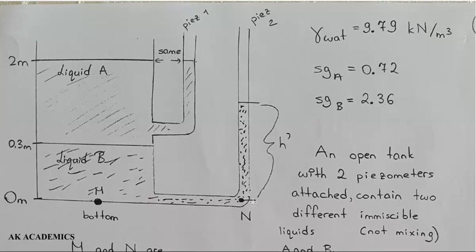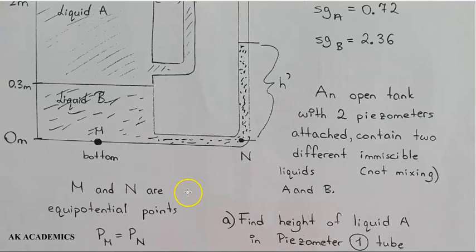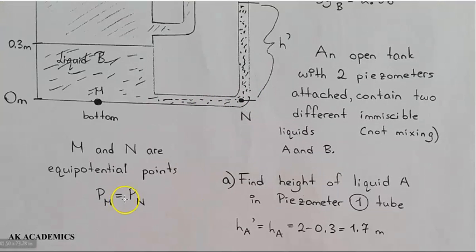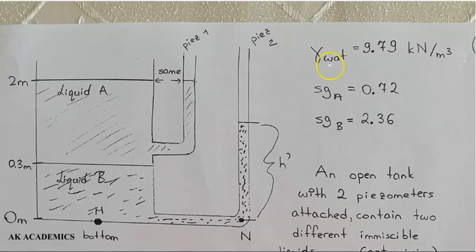The potentials, pressure at those 2 points are going to be the same. So that's exactly what we do have here. Okay? And then the specific weight of water is given as 9.79 kilonewtons per cubic meter. Specific gravity of liquid A is given as 0.72. Specific gravity of liquid B is given as 2.36.